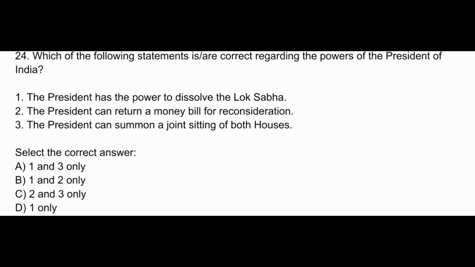The next question, which of the following statements are correct regarding the powers of the President of India? Option 1, the President has the power to dissolve the Lok Sabha. 2, the President can return a money bill for reconsideration. 3, the President can summon a joint sitting of both the houses. Select the correct answer.